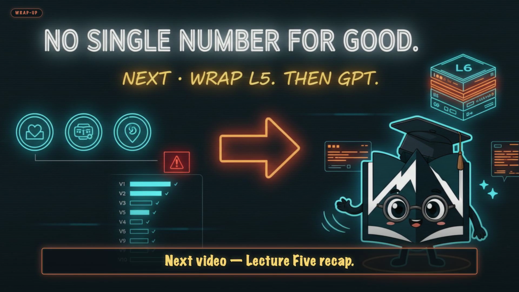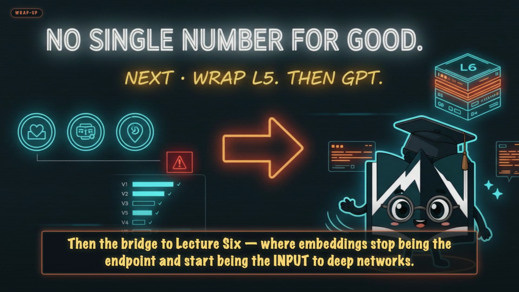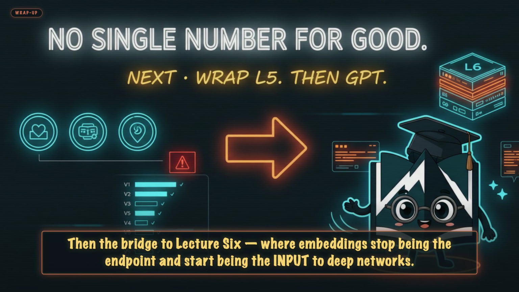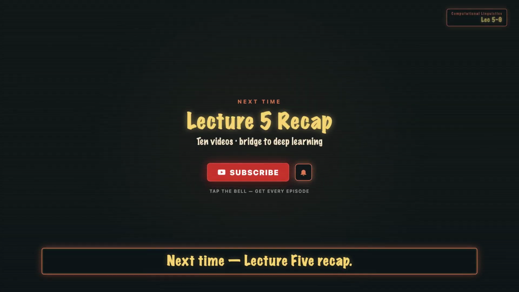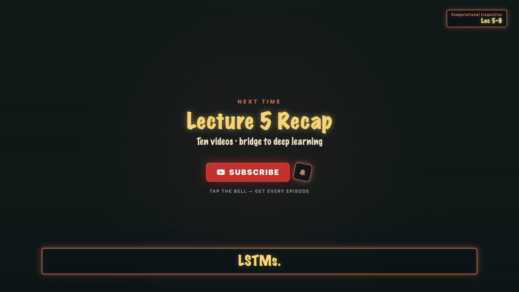Next video, Lecture 5 recap. All 10 videos condensed. Then the bridge to Lecture 6, where embeddings stop being the endpoint and start being the input to deep networks. Next time, Lecture 5 recap. 10 videos, 9 one-line theses, and the bridge to Lecture 6, where we take embeddings and stack them into deep networks, RNNs, LSTMs, transformers, GPT, the whole modern era.